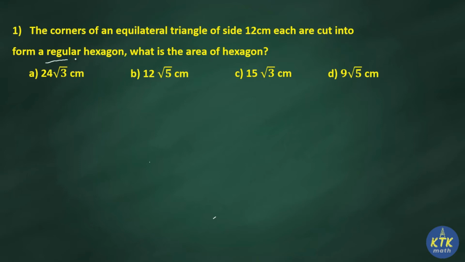Okay, we know what a regular hexagon is. All the sides are equal. Hexagon means how many sides? 6 sides. Just imagine a triangle with side 12 cm. Here the corners are cut, that is removed, to get a hexagon. So this in-between area only we are supposed to find there.